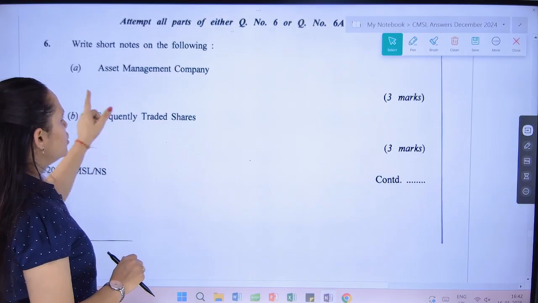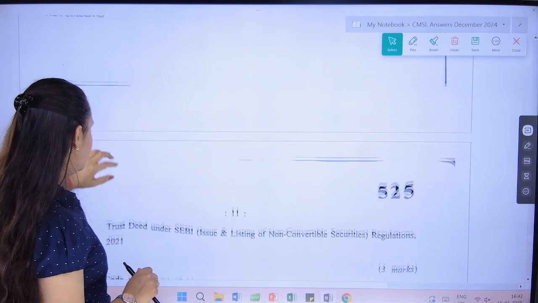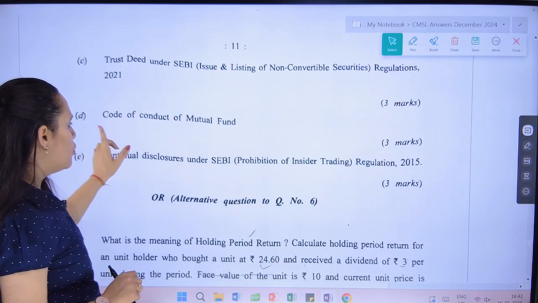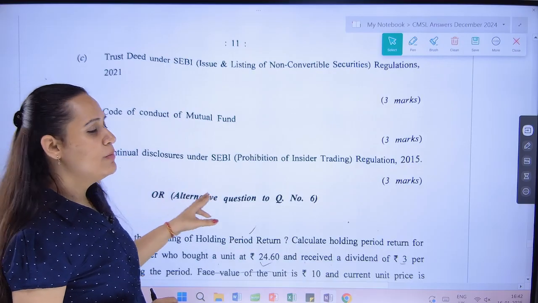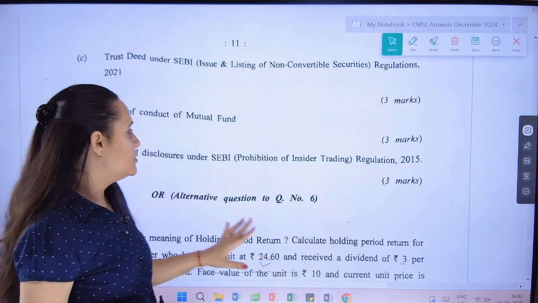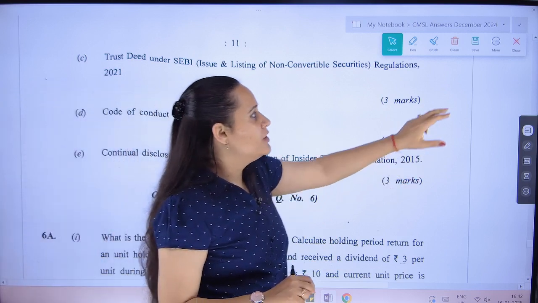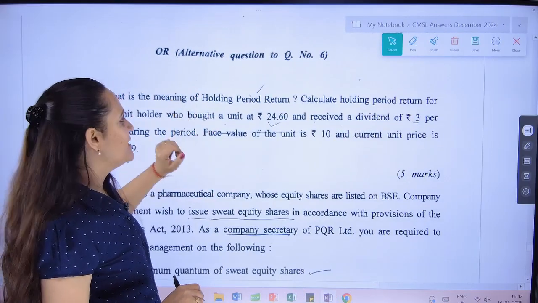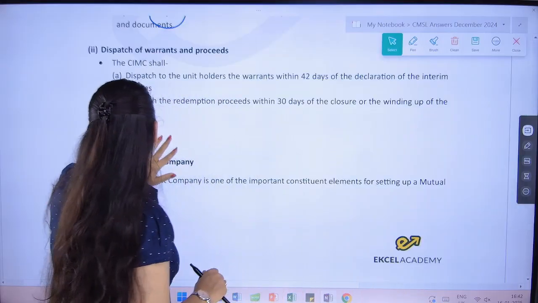They ask you to write a short note on asset management company, write a short note on frequently traded shares, write a short note on trust deed, write a short note on code of conduct of mutual fund, and write a short note on continual disclosures required to be made under the PIT regulations. So 5 short notes are required for 3 marks each. We'll cover all the short notes and then come back to the optional question on question 6a. So first let's see the answers to the short notes.